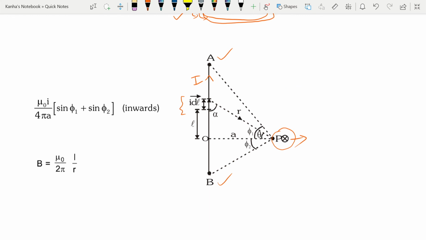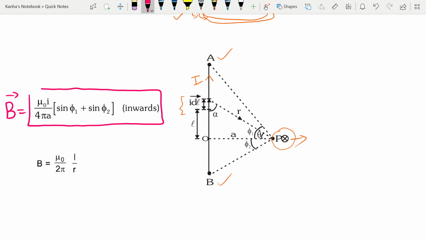So what we find is my B is given by mu naught I by 4 pi A. What is A? A is the perpendicular distance of the point from your rod. So it's mu naught I by 4 pi A (sine phi 1 plus sine phi 2). Phi 1 was the angle of P with one of the ends, and phi 2 is the angle with the other end.